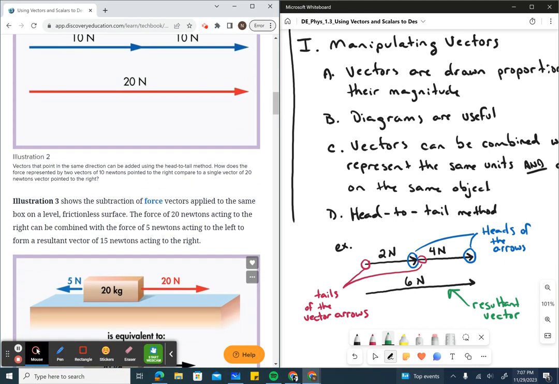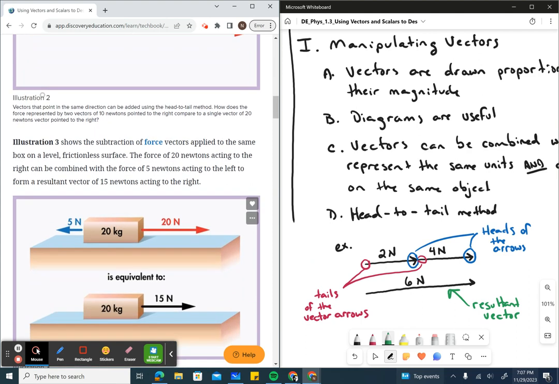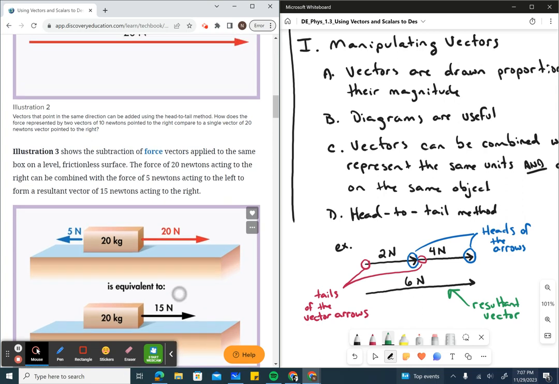Just kind of moving along here. So far, hopefully all this stuff is making sense. You've seen these kinds of examples. We've worked with these on the board. If they're acting on the same object, they're moving in opposite directions, then this would be a subtraction problem. And you could draw a resultant vector right here.